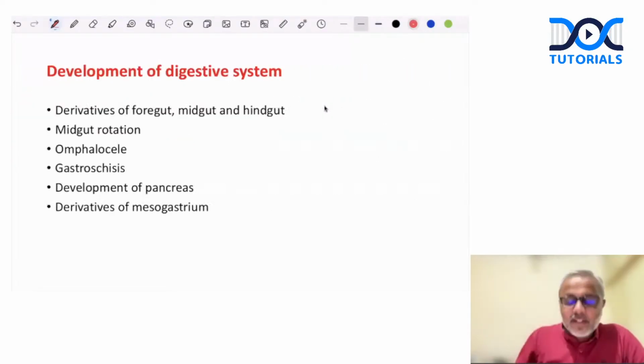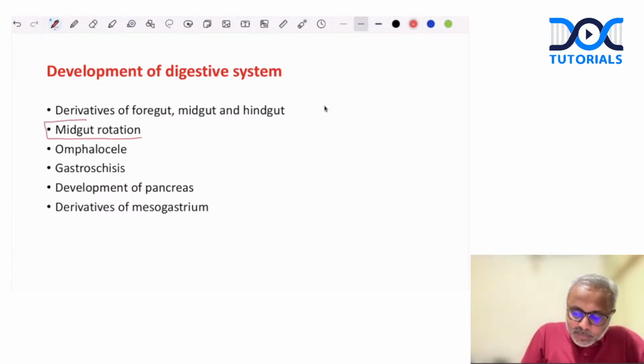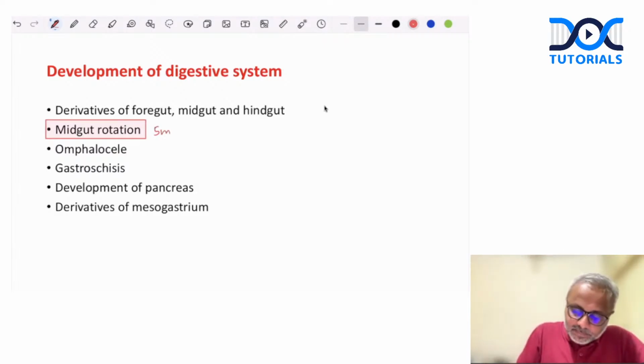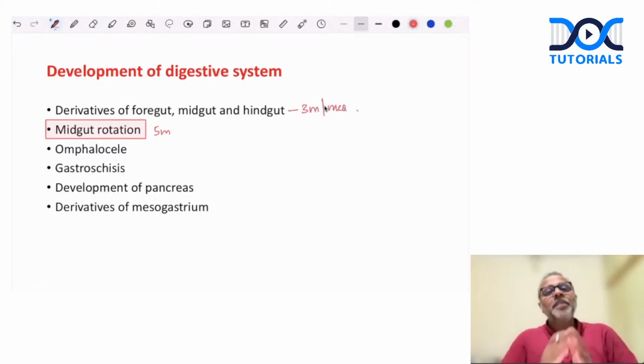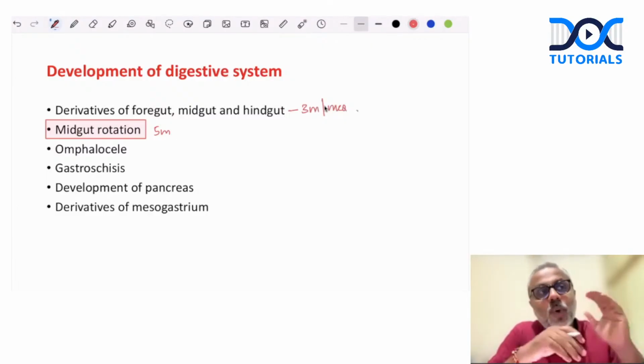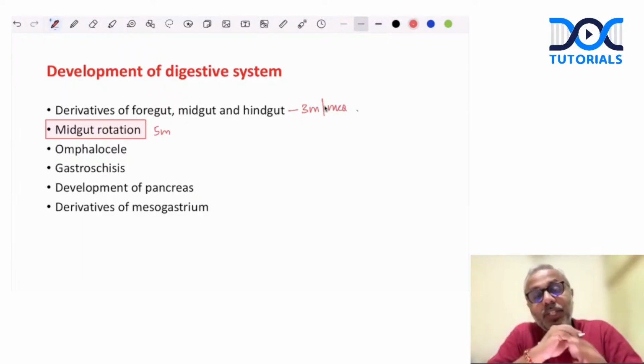Then the development of the digestive system. In development of the digestive system, the most important question asked is the rotation of the midgut. This is an important 5-marker, whereas derivatives are 3-marker questions or MCQs, where you need to know what structures come from the foregut, the midgut, and the hindgut of the GIT.